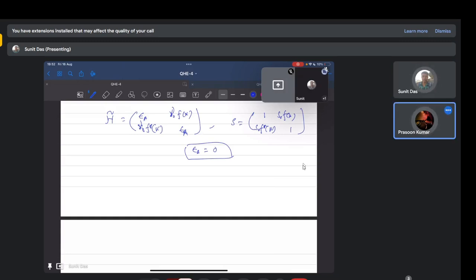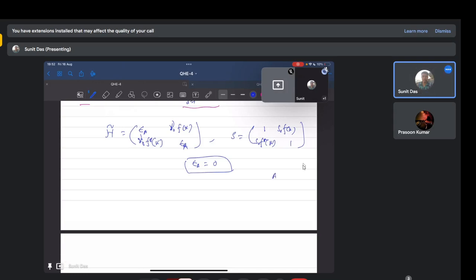Right, because this is the overlap with A. So this is kind of self, right? I have A itself, the same type of atom.